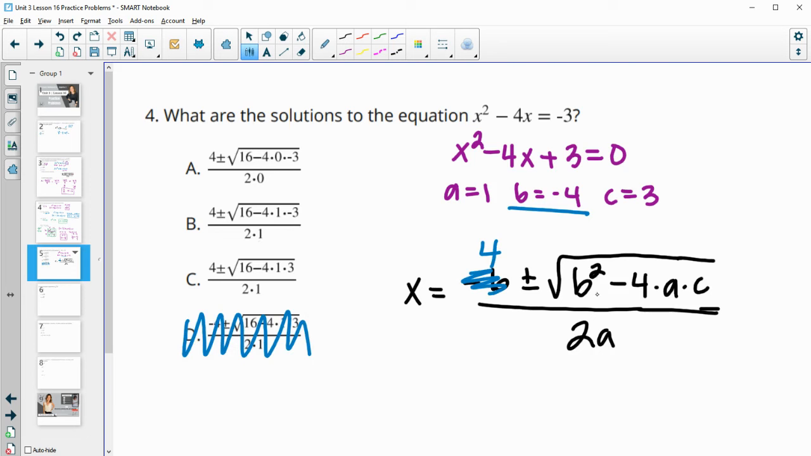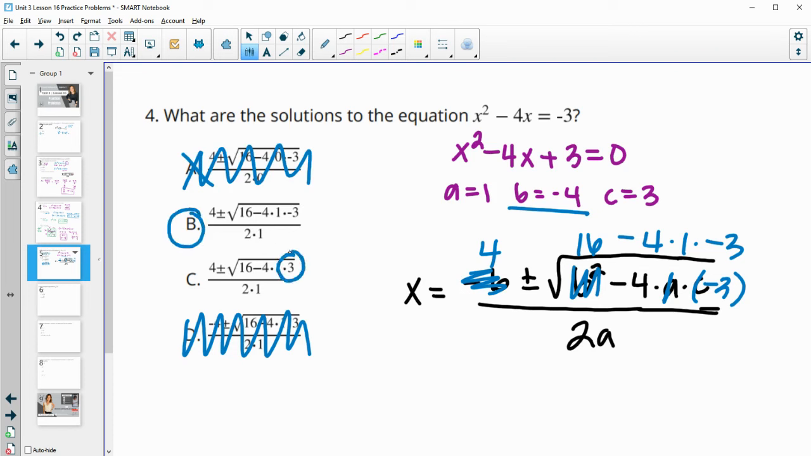Then they do 16 as b squared. Well, negative 4 squared is 16. So this part right here is 16. And then minus 4 times a, which is 1, times c, which is negative 3. So this should be 16 minus 4 times 1 times negative 3. So 4 times 1, so this says 0, so this is wrong because our a value is not 0. This one says 16 minus 4 times 1 times negative 3, so it's b. Here they had the c value as 3 instead of negative 3.